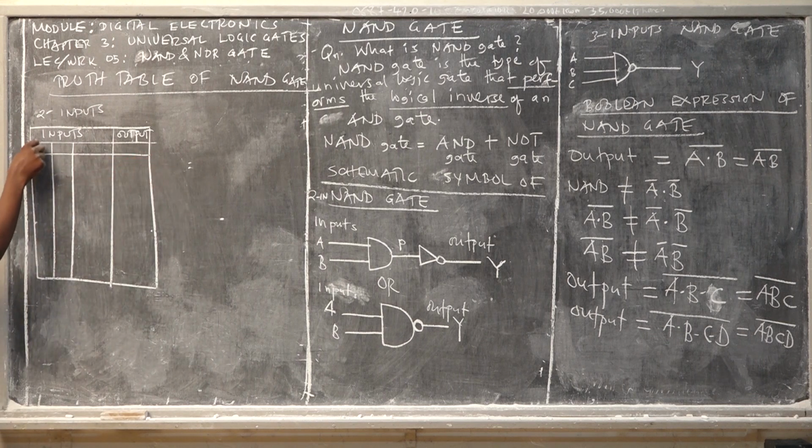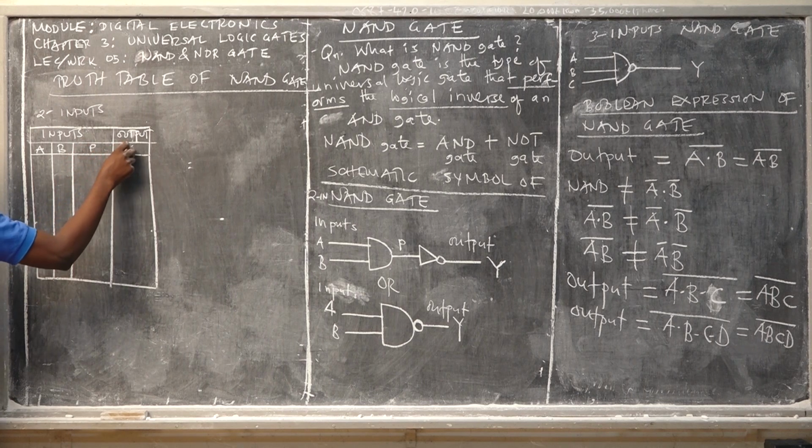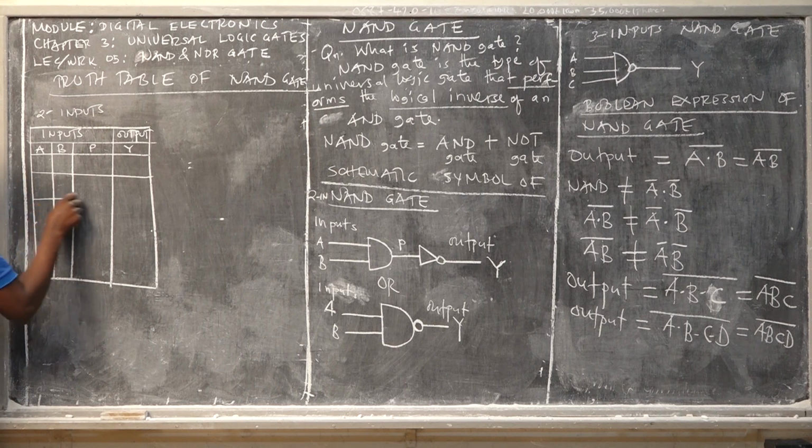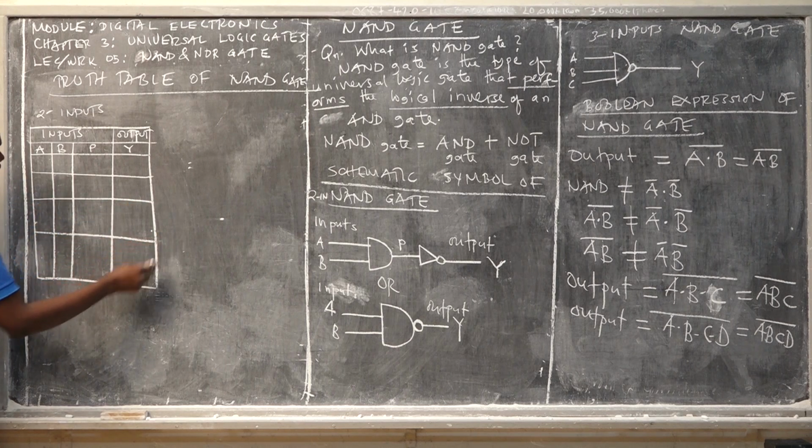For instance, for that point, one input is called E, the other one's A, it is B, then the other one is called D, we call it P. Then the output is Y. Stop writing, please. Look on the blackboard and listen. This is our truth table.